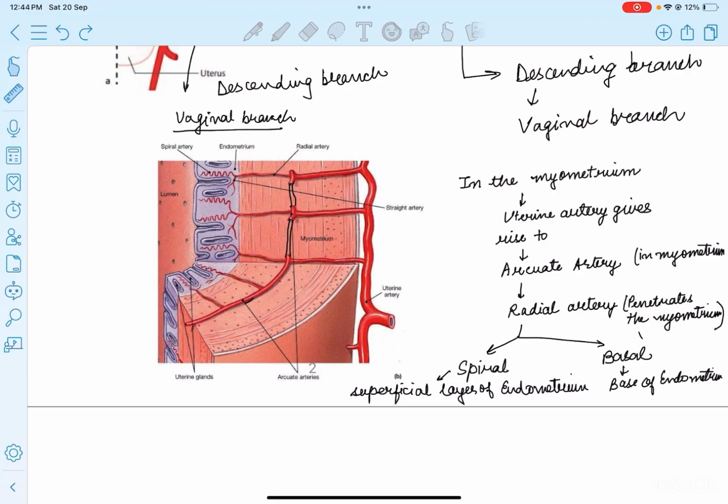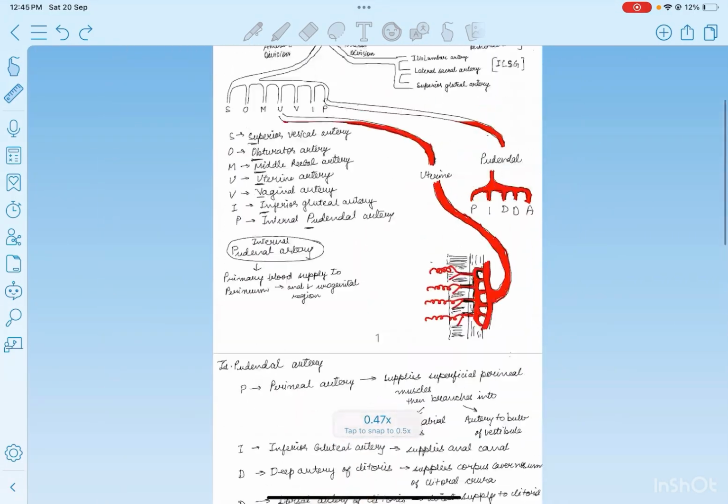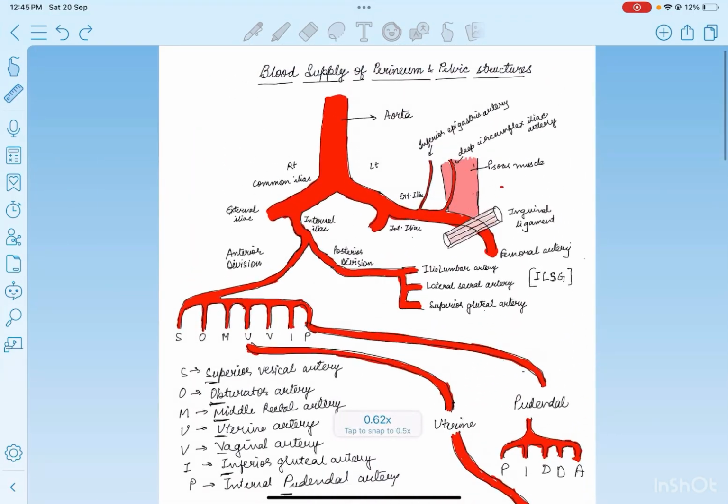So radial artery, and these radial arteries will end in two forms. One is the spiral artery which will supply the superficial part, and second is the basal artery which will supply the base of the endometrium. So basically this is the gist of blood supply of perineum and pelvic structure.